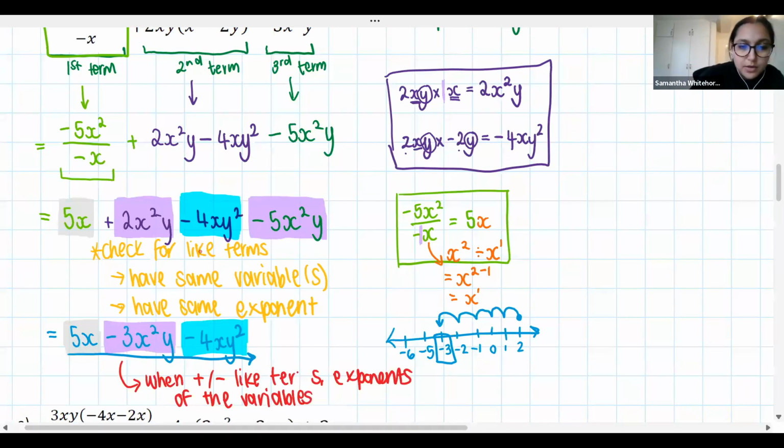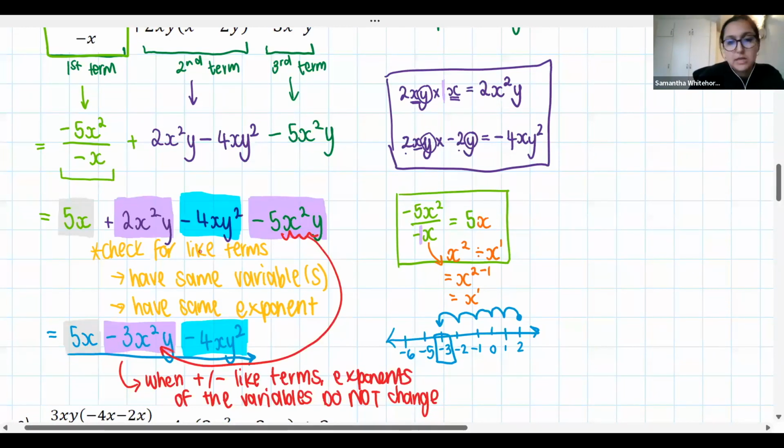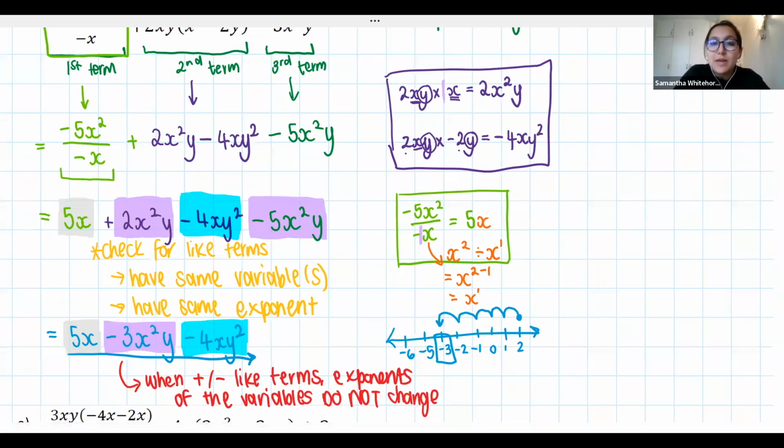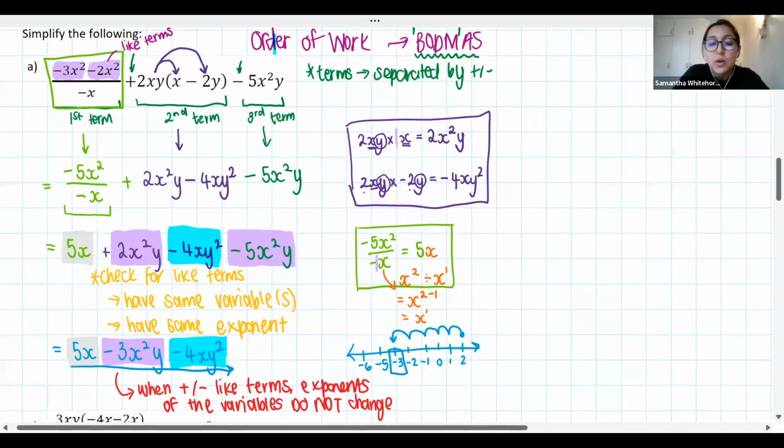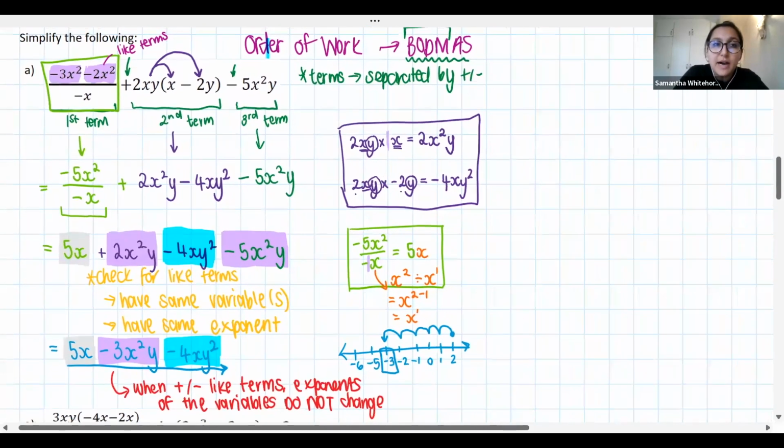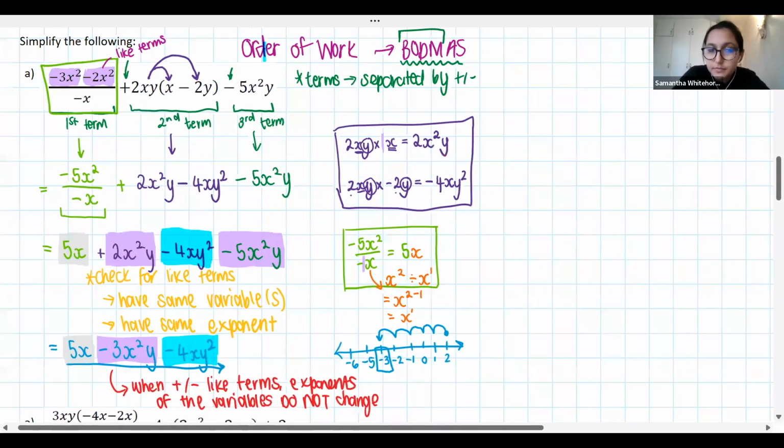So the exponents of the variables do not change. So for example, we started with x squared y, we ended with x squared y. We do not change the exponents. And the reason we don't change the exponents is because the only time exponents change is when we multiply or divide terms.